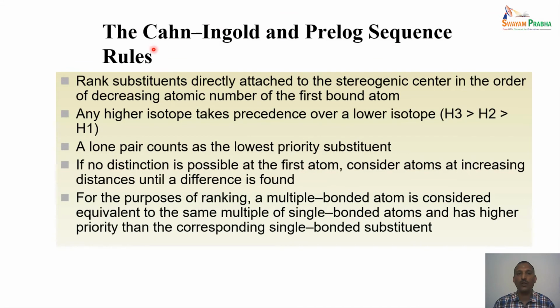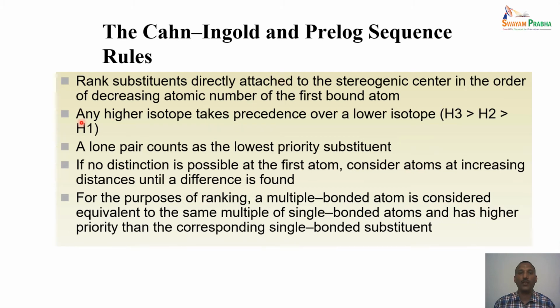So the CIP rule, or the Cahn-Ingold-Prelog sequence rule, states that what we need to do is rank the substituents, that is the groups or atoms which are attached to the chiral center or the stereogenic center, which is directly attached. So this is the most important thing. We have to look at the direct attachment of the groups in the order of decreasing atomic number of the first bound atom. In other words, in the previous one, oxygen is having the highest priority, so it is given the number 1, followed by nitrogen number 2, followed by carbon number 3.